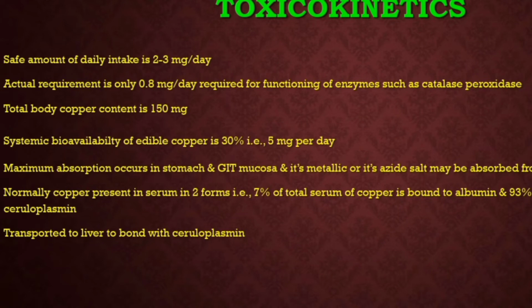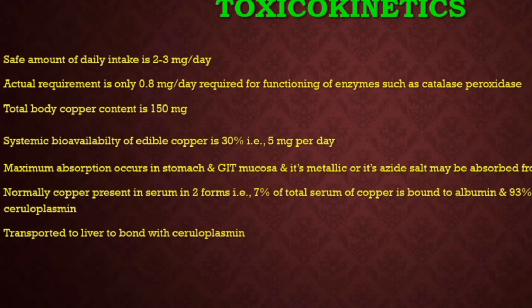And maximum absorption. Now coming to the pharmacokinetics or the toxicokinetics. Pharmacokinetics means it is related to a drug. But here, in toxicokinetics, we are discussing how the toxins react in terms of their ADME parameters. That is the difference between toxicokinetics and pharmacokinetics. Now coming here, the maximum absorption mostly occurs in the stomach and also in the GIT mucosa. And its metallic or acid type of salt can get absorbed from the skin.